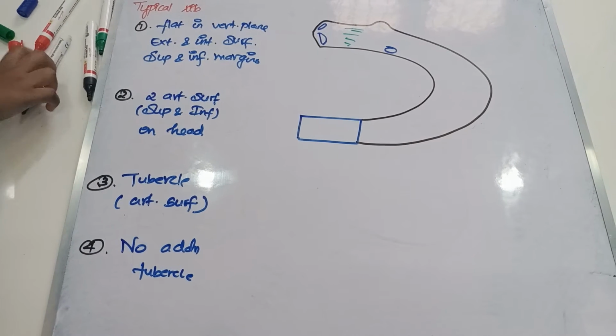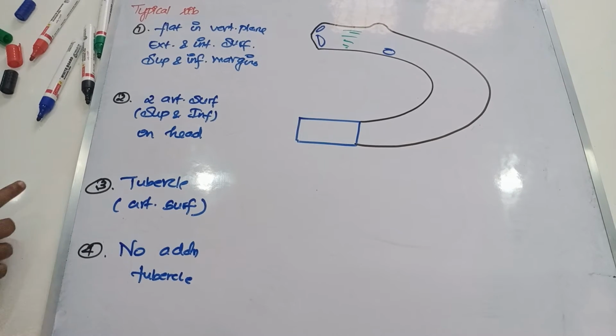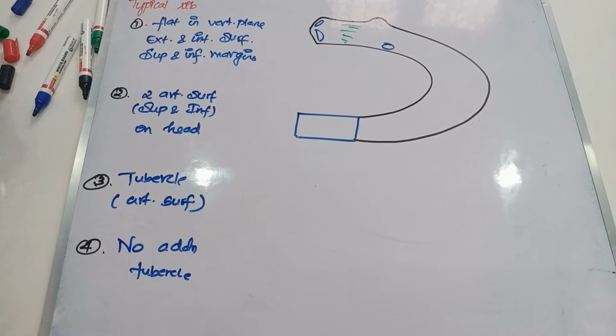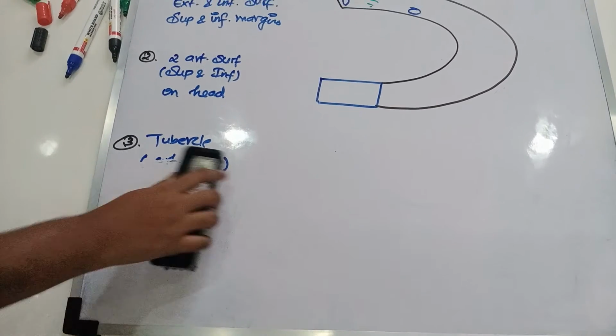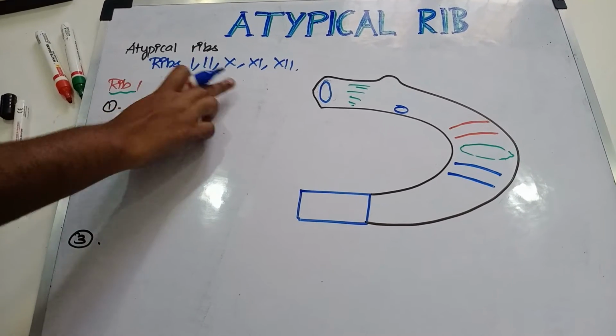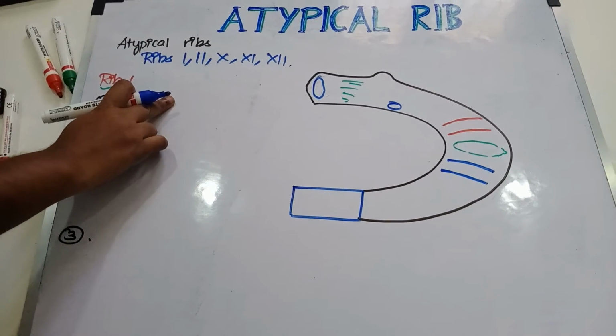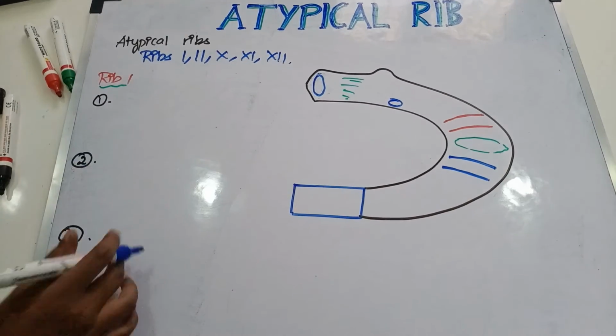So these are the features of a typical rib. If a rib lacks any of these four features, then it is called an atypical rib. We'll see what the atypical ribs are. These 5 pairs of ribs are called the atypical ribs: 1st, 2nd, 10th, 11th and 12th. We'll see about the first rib.